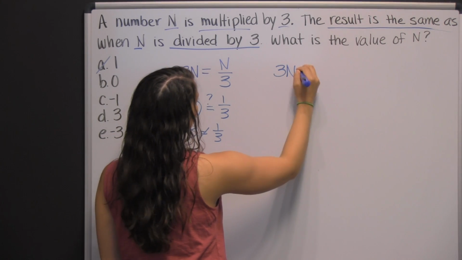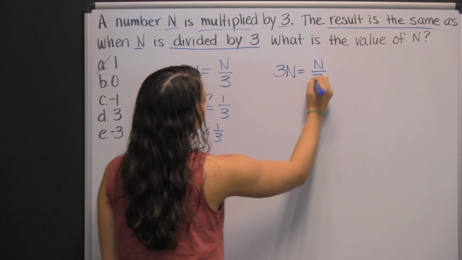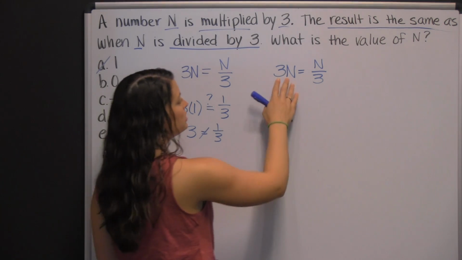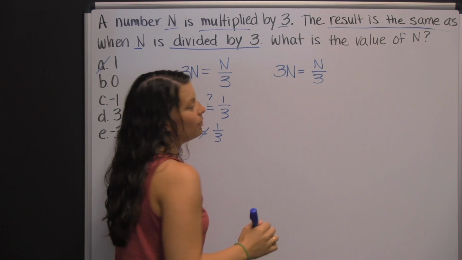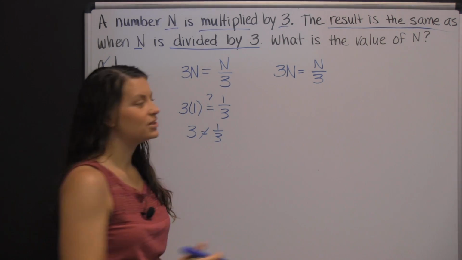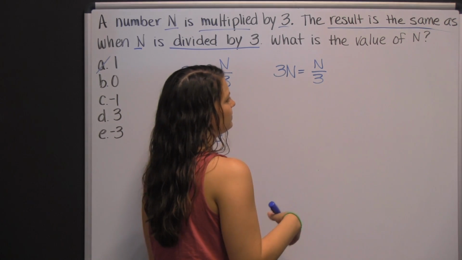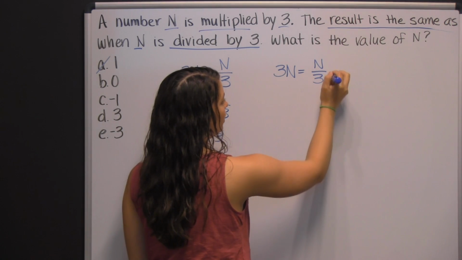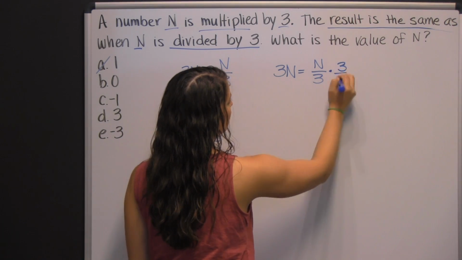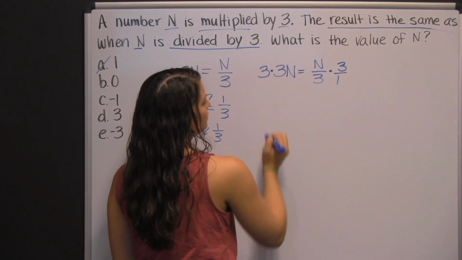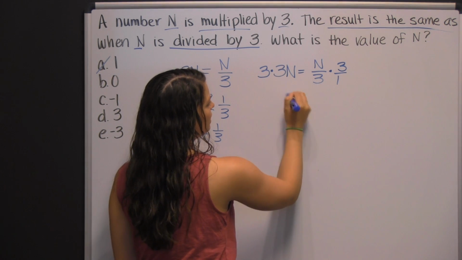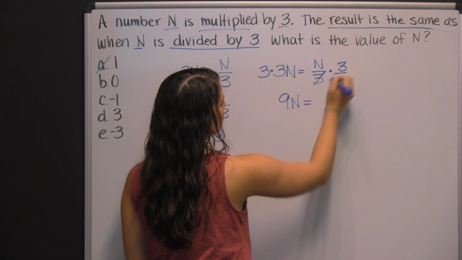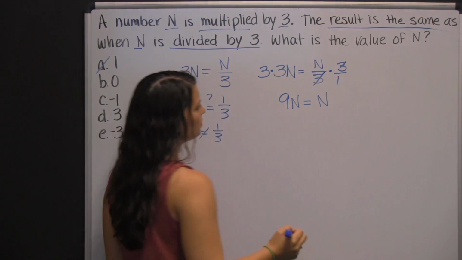Or you can solve the equation. And there's more than one way to solve the equation. You could divide both sides by 3, but then that might look kind of weird since you already have n divided by 3. So what I'll do is undo dividing n by 3 by multiplying both sides by 3. So 3 times 3n is 9n, and that's equal to, these 3's cross cancel, just n.